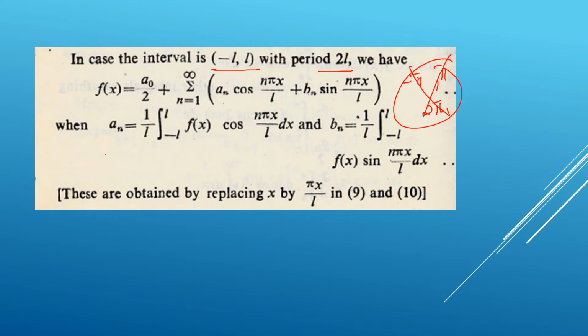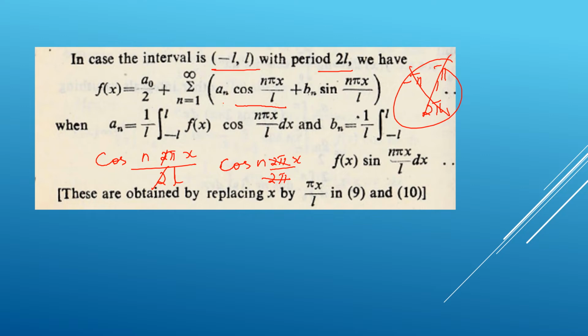This is actually cos n 2 pi x divided by 2L. The 2 cancels. That is why they wrote cos n pi x by L. In the previous expression we wrote it as cos n 2 pi x divided by 2 pi, because there the period was 2 pi. So 2 pi cancels. That is why in the first expression I wrote it as cos nx and sin nx only.